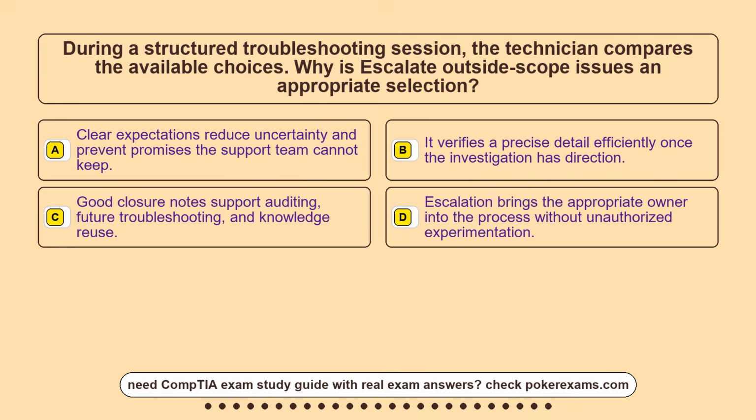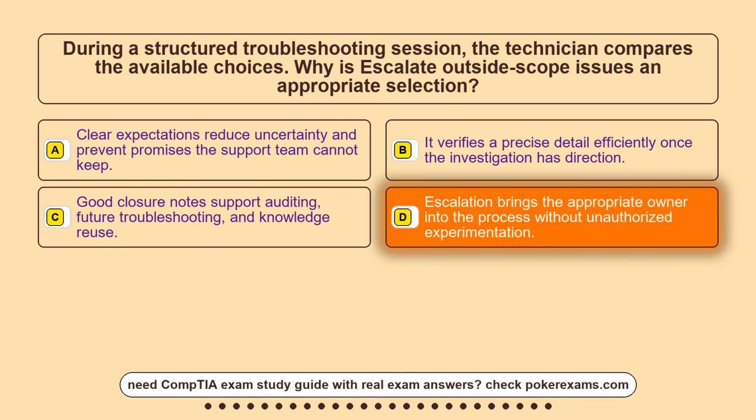Question 23. During a structured troubleshooting session, the technician compares the available choices. Why is escalate out-of-scope issues an appropriate selection? Option A. Clear expectations reduce uncertainty and prevent promises the support team cannot keep. Option B. It verifies a precise detail efficiently once the investigation has direction. Option C. Good closure notes support auditing, future troubleshooting, and knowledge reuse. Option D. Escalation brings the appropriate owner into the process without unauthorized experimentation.